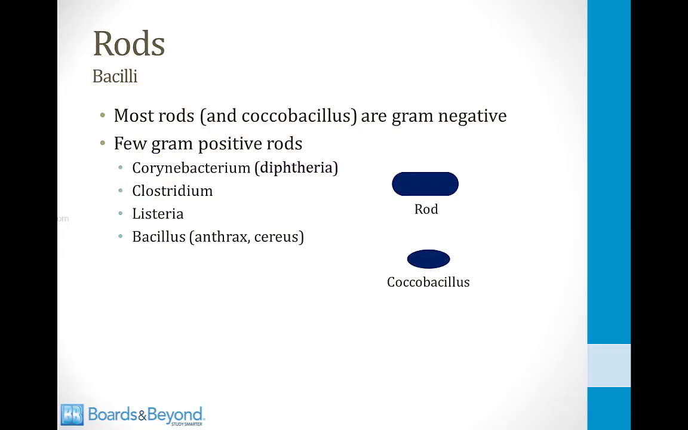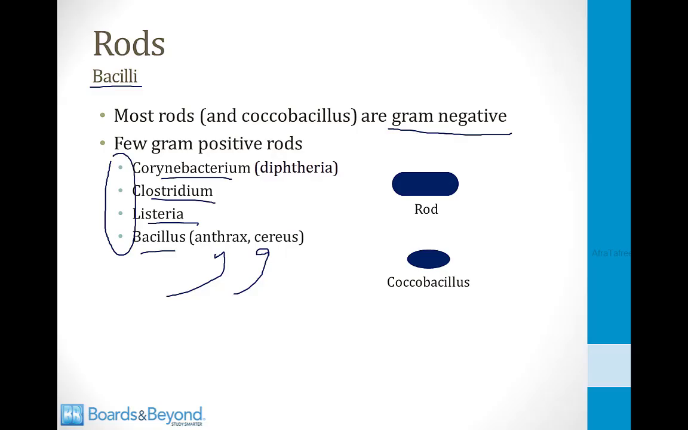Now let's talk about rods, which remember are also called bacilli. Most rods and most coccobacilli are gram-negative, and gram-negative rods are very severe infections that tend to make people very, very sick. There are just a few gram-positive rods. Corynebacterium, which causes diphtheria, is a gram-positive rod. So are Clostridia and Listeria and the Bacillus species, which cause anthrax, and B. cereus, which is a foodborne infection.